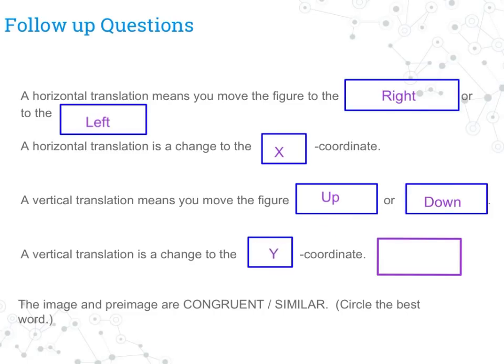a vertical translation is a change to the y-coordinate. Now, the image and the pre-image in a translation are congruent. That means the shape looks exactly the same shape and exactly the same size from the pre-image to the image. There is no change, one isn't bigger than the other, one is not smaller than the other. They're the exact same size, they're just moved either to the left, to the right, up, or down. This concludes our notes on translating.